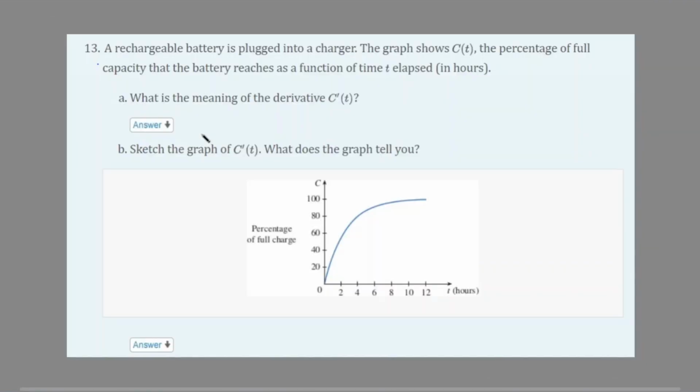Alright, so this is number 13. I want you guys to try this out on your own, so you can pause the video and try it out.